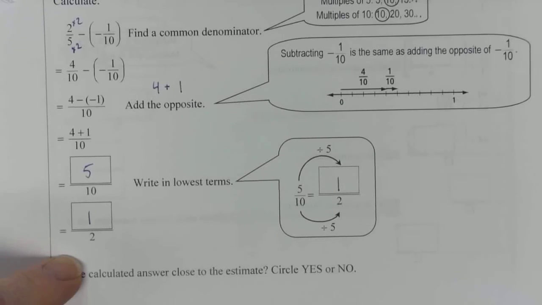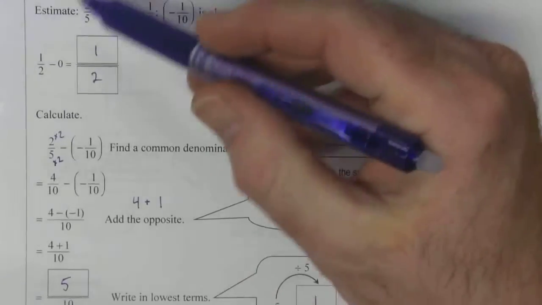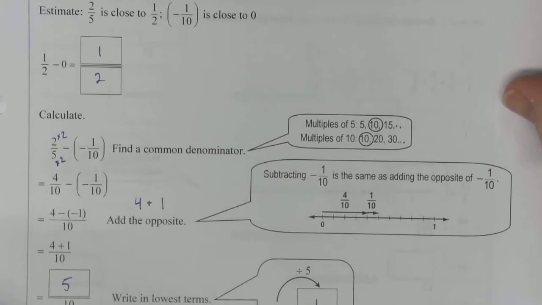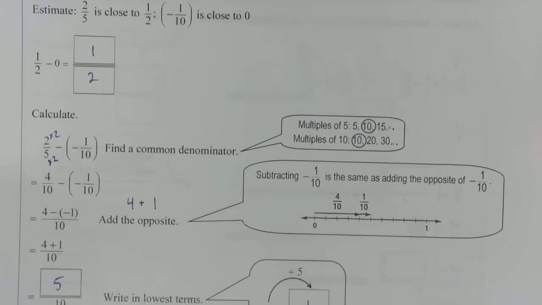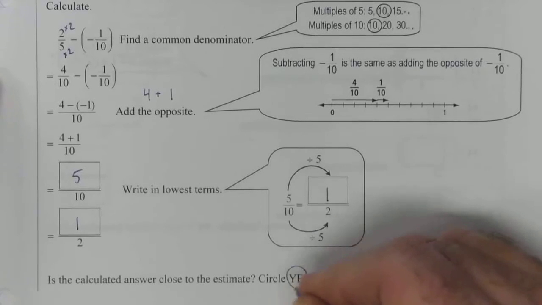So, 2/5 minus negative 1/10, your answer is 1/2. Which, our estimate actually worked out to be exactly that. So, our estimate was luckily bang on. So, is the calculated answer close to the estimate? That would be yes.